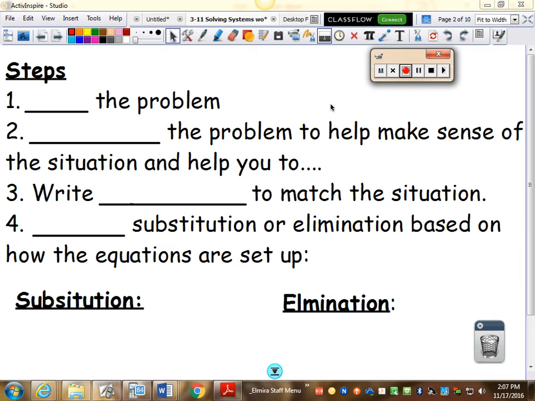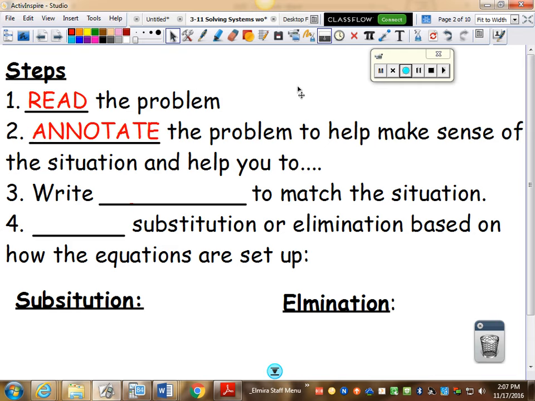Alright, today we're going to be solving systems of equations as described to us in word problems. So, steps to doing this. Number one, read the problem. Seems obvious, but sometimes kids don't read the problem. And if they're just going to read and pick out numbers, you're not going to know what to do with them. Secondly, I would recommend, and I'm going to show you how to do it, annotate the problem so you can make sense of the situation and help you to write the equations to match the situation.